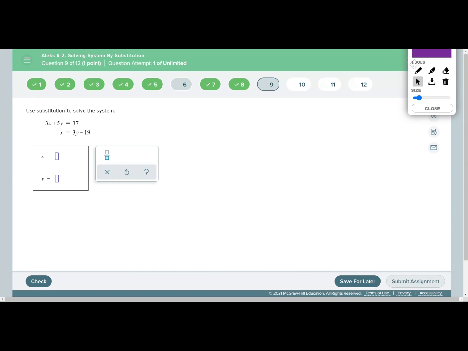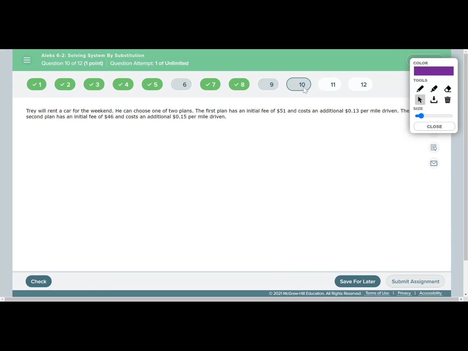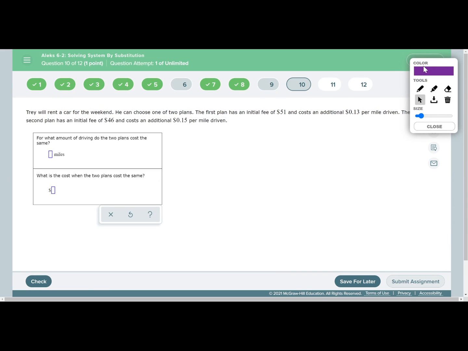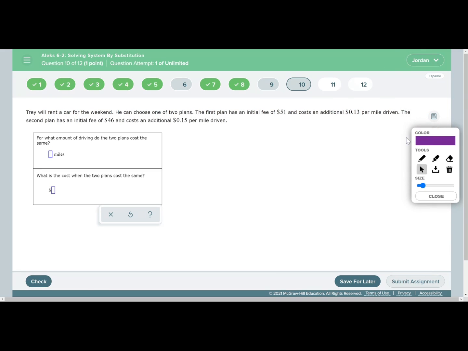Problem 9. Okay, so it's similar to what we did, so I'm going to skip 9. I'm going to go to 10. All right, now it looks a little bit different. Number 10. Trey is renting a car for a week. He can choose one of two plans. The first plan has an initial fee of 51, okay, and costs an additional $0.13 per mile driven.